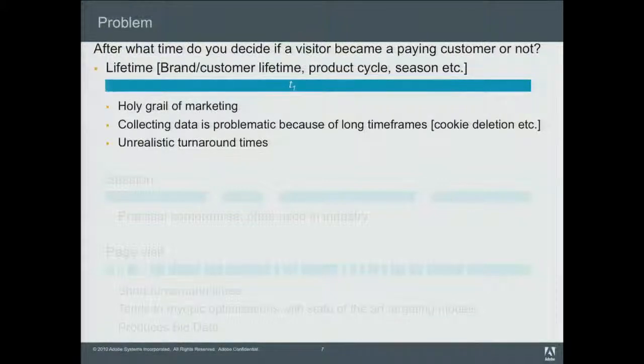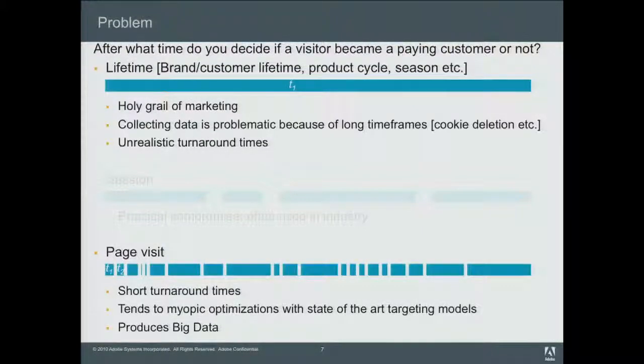But the problem is you cannot wait until the product cycle is over to decide if a customer converted, or if the action that you selected was helpful in that the customer converted after the product cycle. Because if you do so, then you know basically everything, but you cannot apply your data. So there's an unrealistic turnaround time. The other extreme is recording every page visit. So the visitor comes in, the customer sees a web page, and then you decide if the customer converted or not. This would result in a very myopic optimization in the end if we apply the state-of-the-art targeting models.